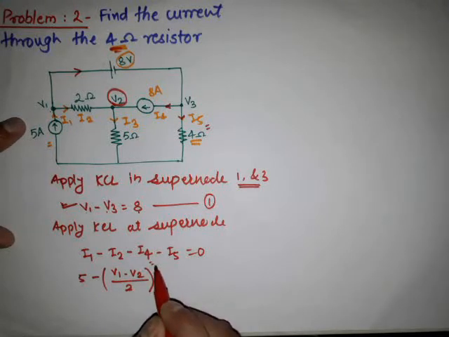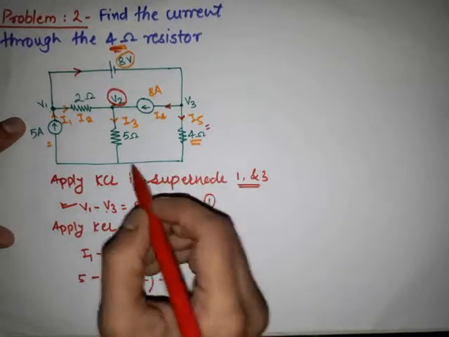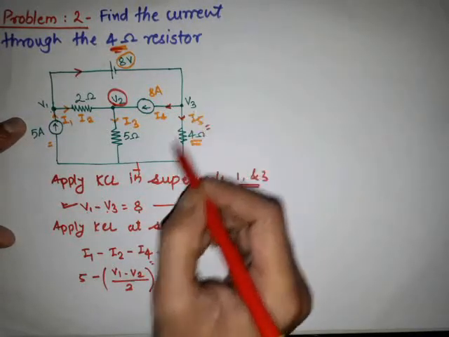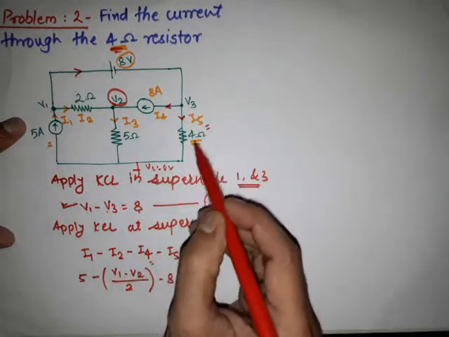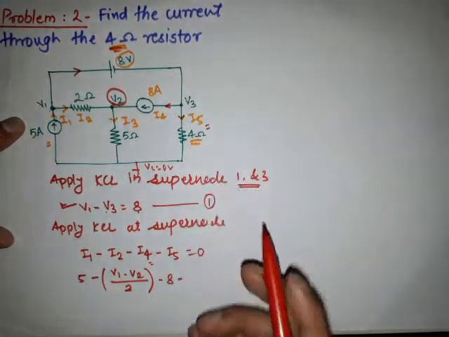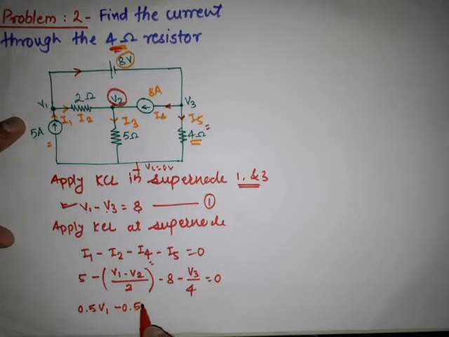Then we have to find I4. See here, I4 is given, it is 8 ampere. So directly it is 8 ampere minus I5. I5 is the current flowing from V3 to the reference voltage, and we know the reference voltage is 0 volt. So it is V3 minus 0 divided by 4, or simply V3 divided by 4. So minus V3 divided by 4, which is equal to 0. By solving this equation, we get the final equation like this: 0.5 V1 minus 0.5 V2 plus 0.25 V3, which is equal to minus 3. Suppose this is the second equation.